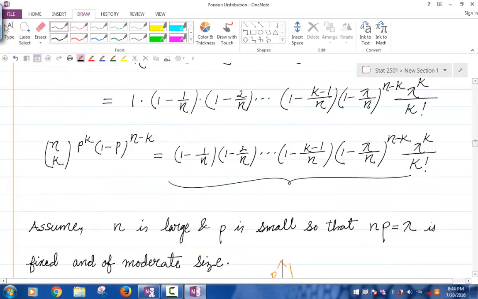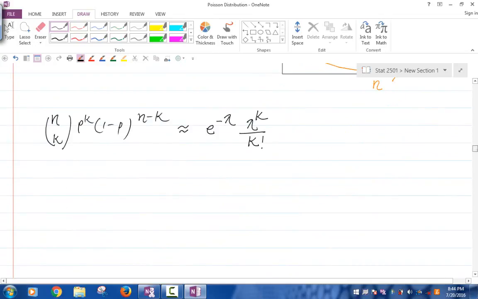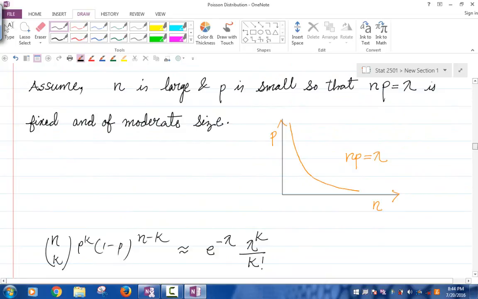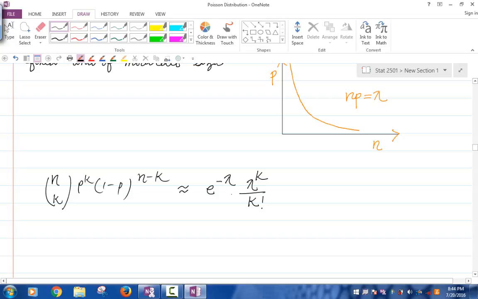So once again, the right hand side here has limit e to the negative lambda times lambda to the k over k factorial, since each of the factors from here to here has limit 1, and this factor has limit e to the negative lambda from the previous video. So what we have obtained is that when n is large and p is small, the Poisson distribution can be used to approximate the PMF of the binomial distribution.